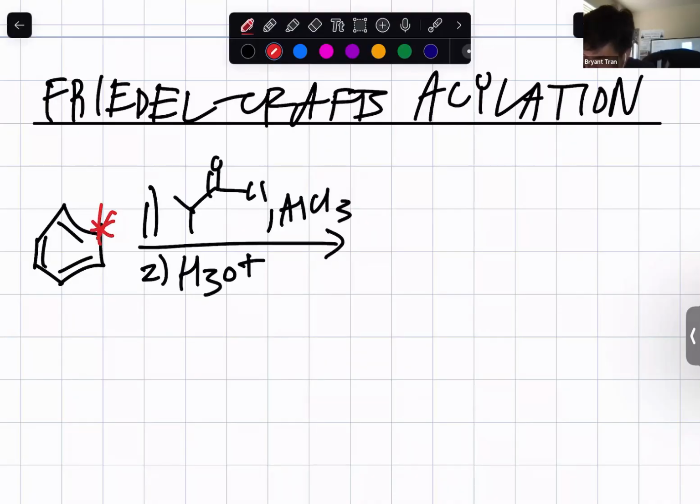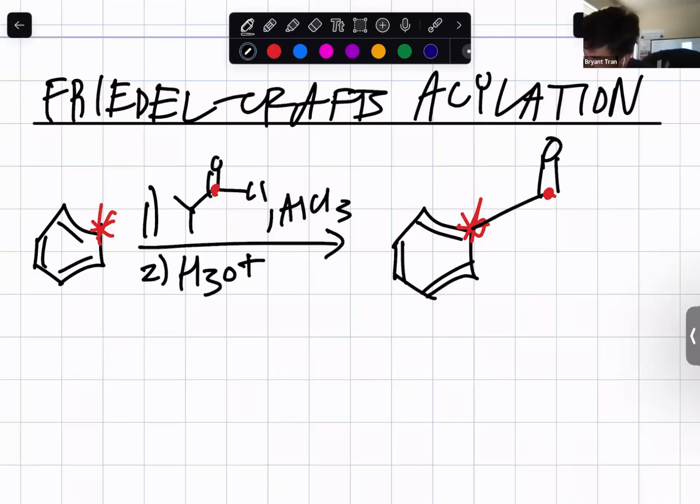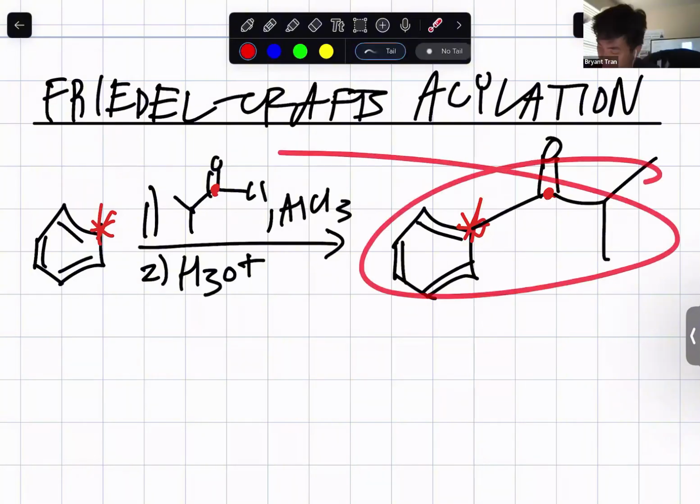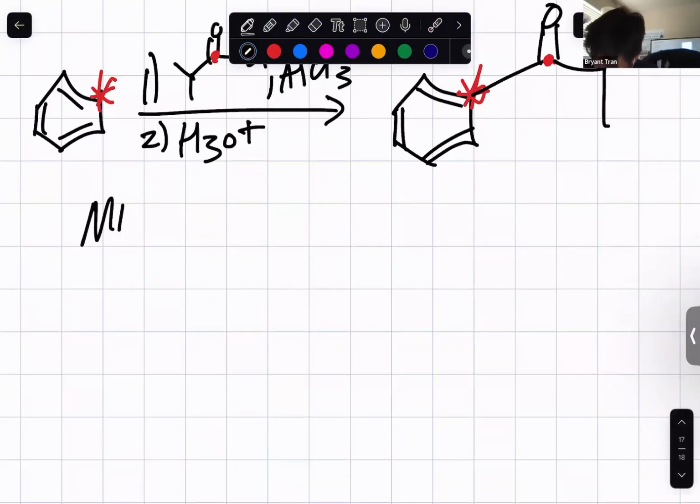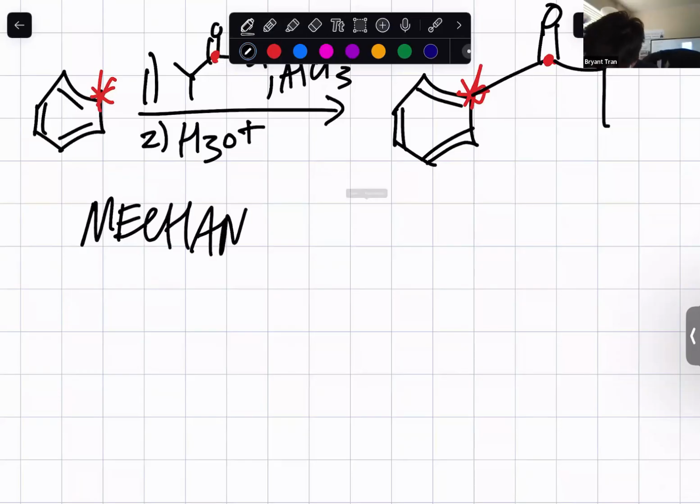Your nucleophilic carbon here will be attached to the carbonyl carbon, or acyl carbon. The chlorine will no longer be there. So here is the product. Nucleophilic carbon attached to electrophilic carbon, and then the electrophilic carbon is attached to a carbonyl, which is going to be attached to an isopropyl group like that. That's the final product. Here's the mechanism.